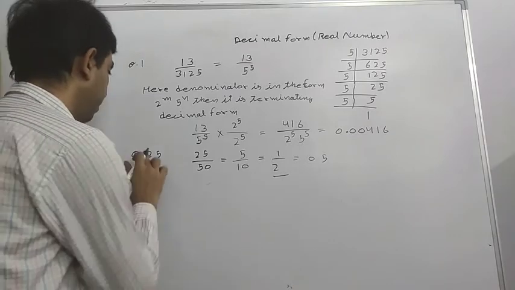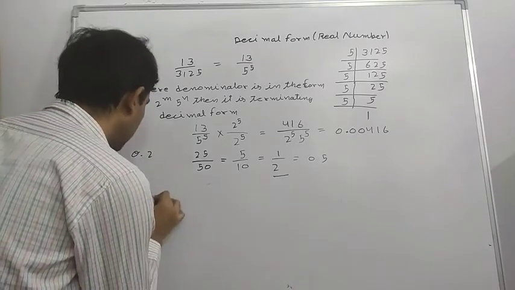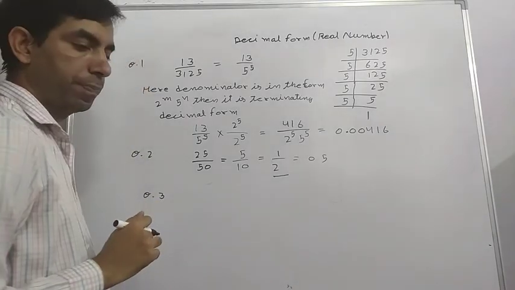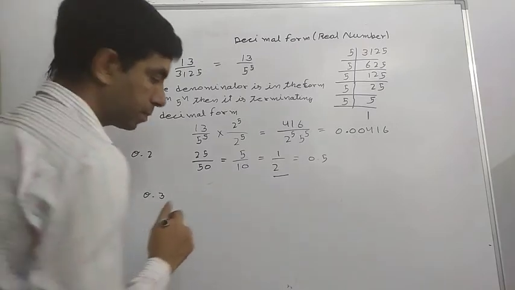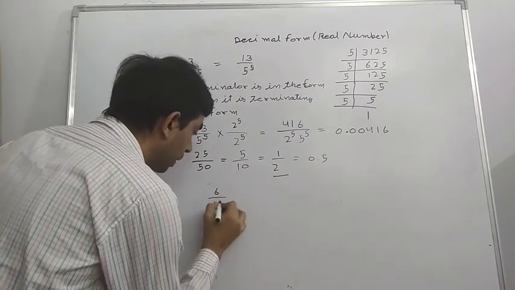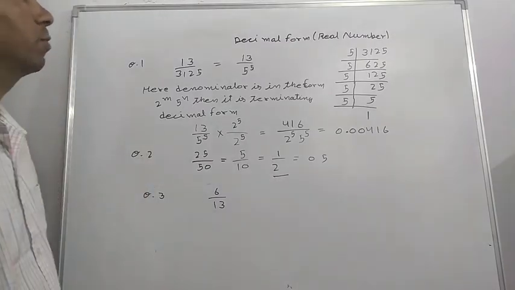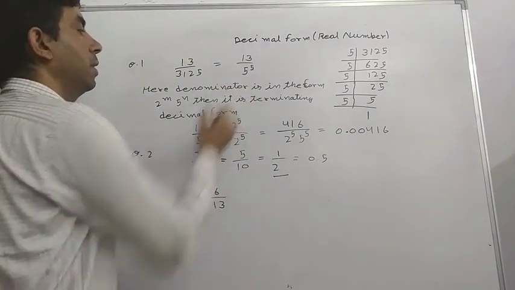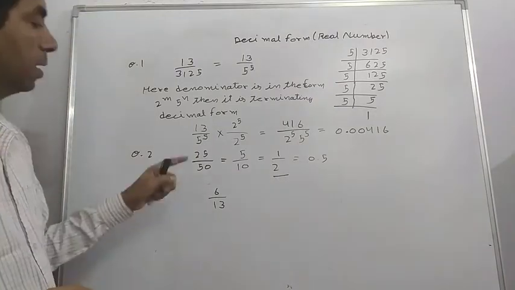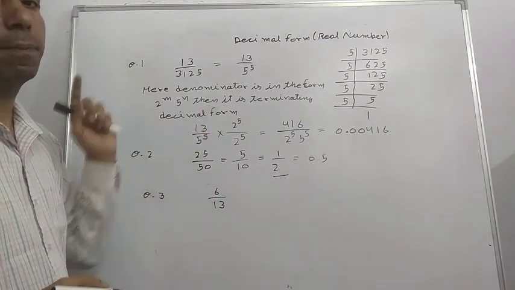In another type, 6 upon 13. Here we see that the denominator is not in the form of 2 to the power m, 5 to the power n. Then it is non-terminating, repeating.